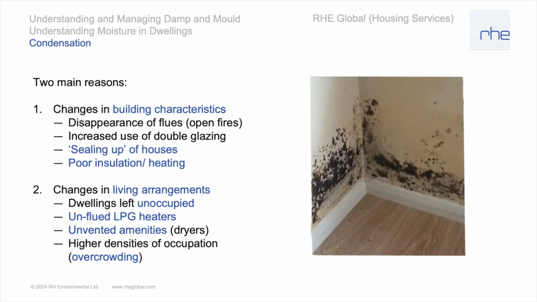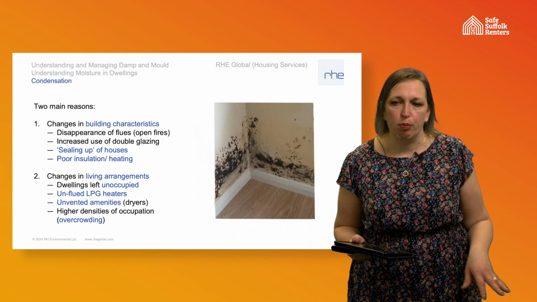And some additional issues here that kind of contribute to that as well. So as I talked about earlier, changes in building characteristics, the fact that we don't tend to use those open fires anymore. We've got an increased use of double glazing, so we've started sealing up our houses, making them more airtight, and poor insulation and heating, leading to those lower temperatures.